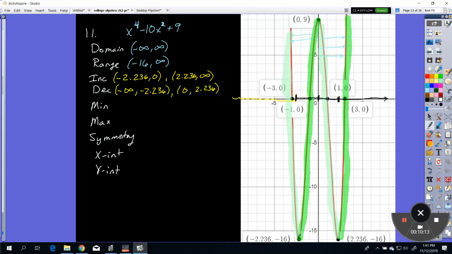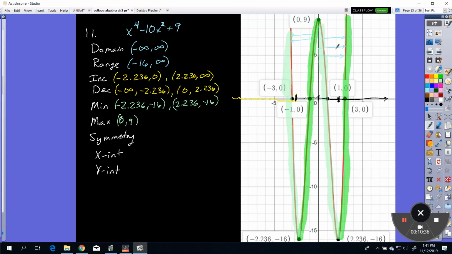Now minimum, these two down here are my minimums. So those are my minimums: negative 2.236 and negative 16, and 2.236 and negative 16. Maximum is this point up here, which is 0.9.